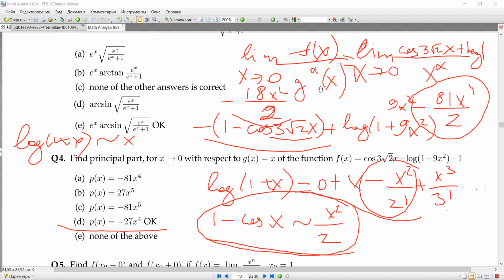Yes, logarithm 1 plus x is equivalent with x, but it does not give us the correct result because here again we get 0 over 0. Do you understand me? That's why we need to open it in more terms using Taylor's polynomial. Is it clear for students why we are using Taylor's polynomial in this case? Because otherwise it gives us minus 9x squared plus 9x squared, which equals 0 again, if we don't use Taylor's polynomial here.